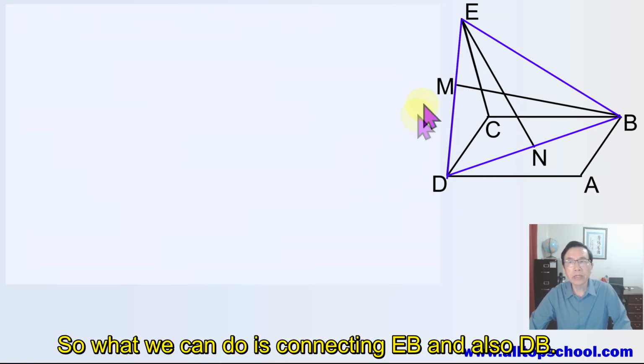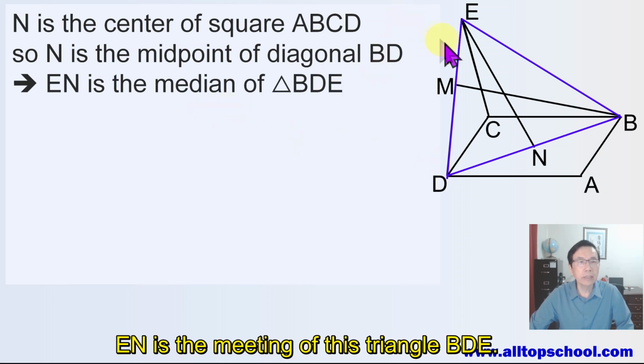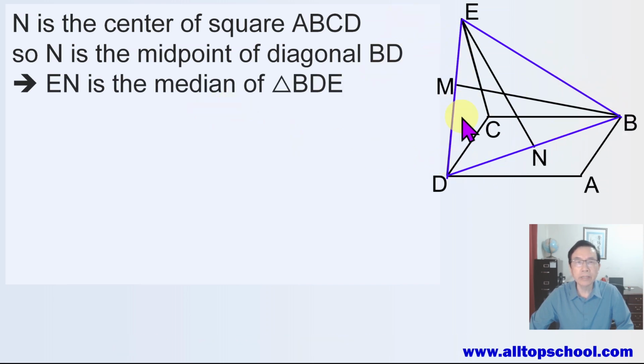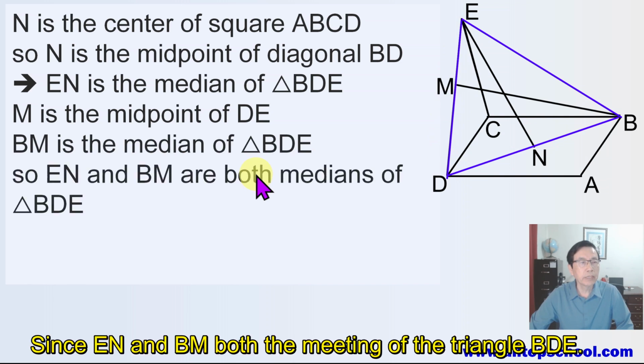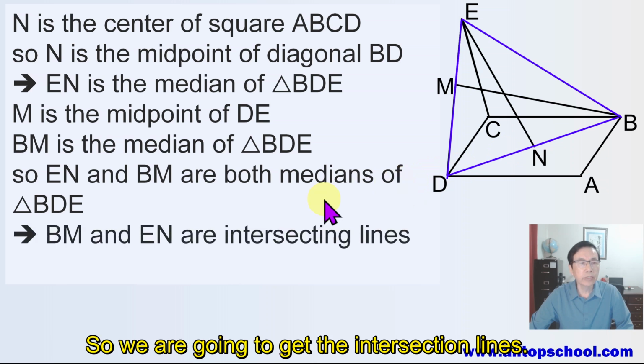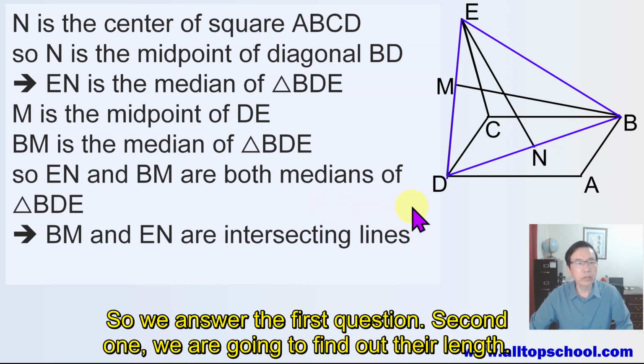So what we can do is connect EB and also DB. N is the center of the square, so N will be the midpoint of the diagonal BD. EN is the median of this triangle BDE. M is the midpoint of DE, so BM is also a median of the same triangle BDE. Since EN and BM are both medians of triangle BDE, they intersect. So we answer the first question.